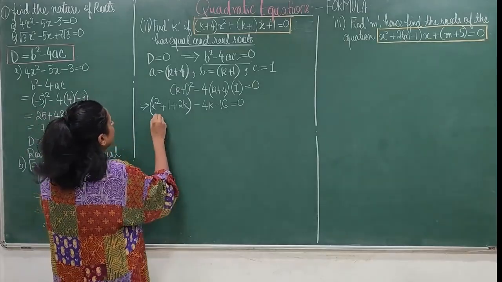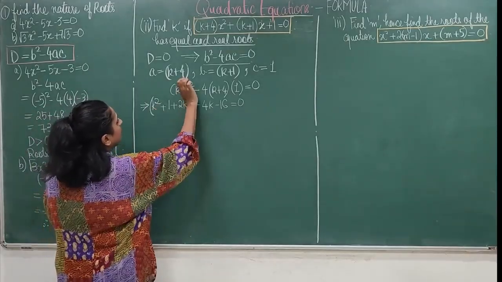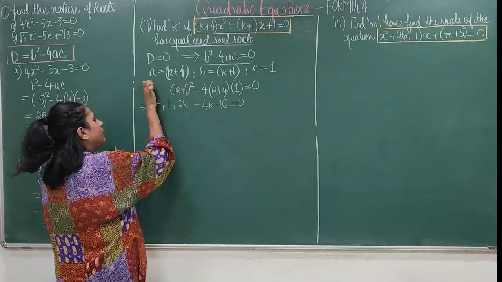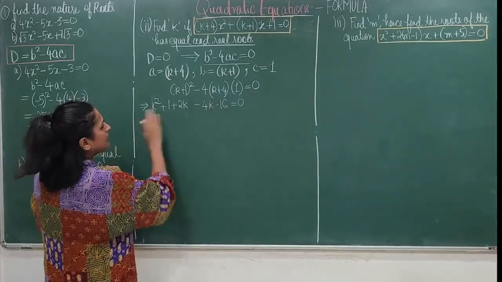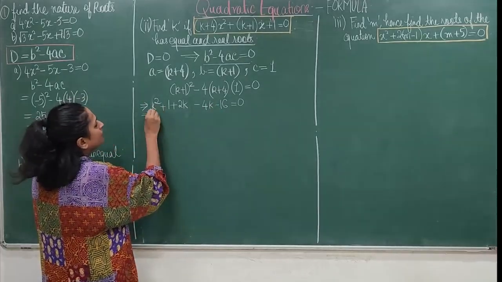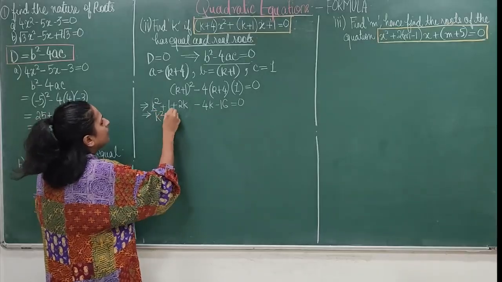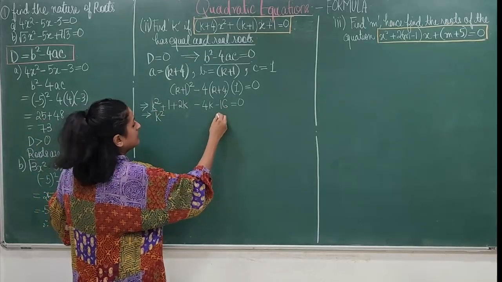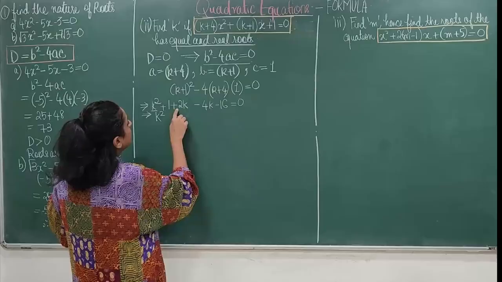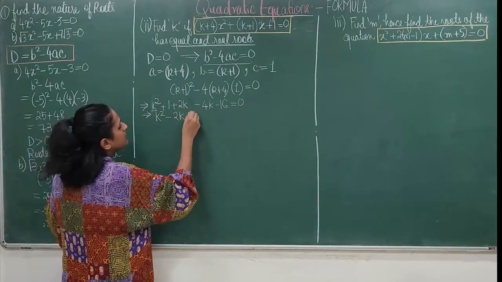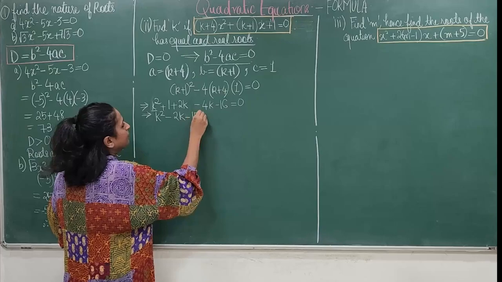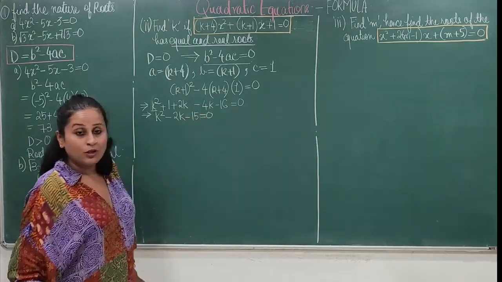Now let's see. Now what do we have here? Let's not make this bracket because there are no negative signs here. So simply I can write it like this. Further simplifying this equation, what will we get? K square is alone, so k square plus 1 minus 16, this will be your constant, plus 2k minus 4k is minus 2k, plus 1 minus 16 is minus 15. This is equal to 0.